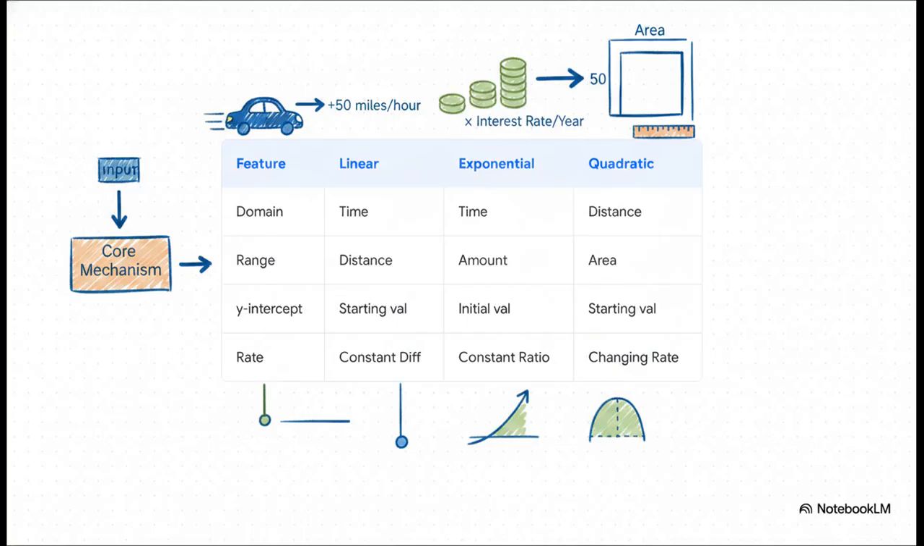Take a look at this table. It's essentially a cheat sheet for finding clues when you're staring down a data set. Notice how we are consistently labeling our domains, ranges, and units. Tracking those inputs and outputs is how the core mechanism reveals itself.